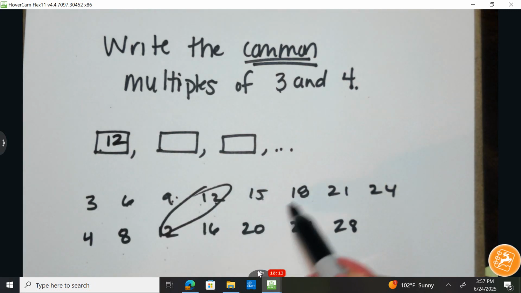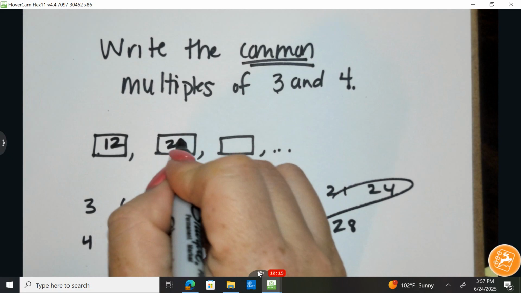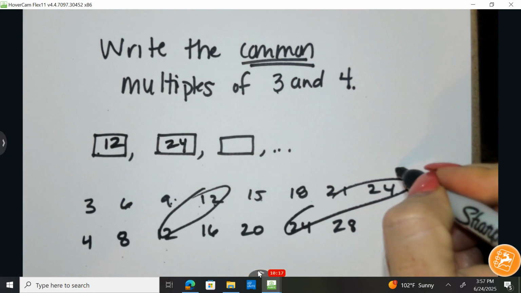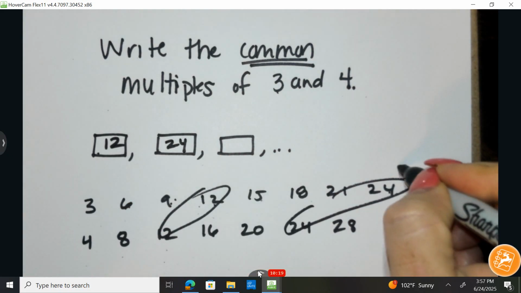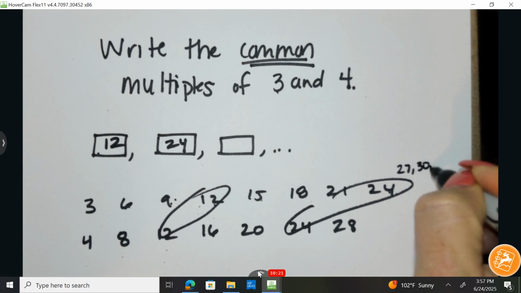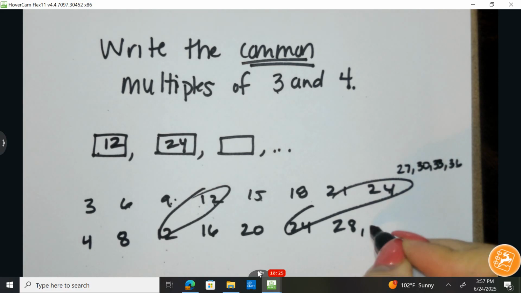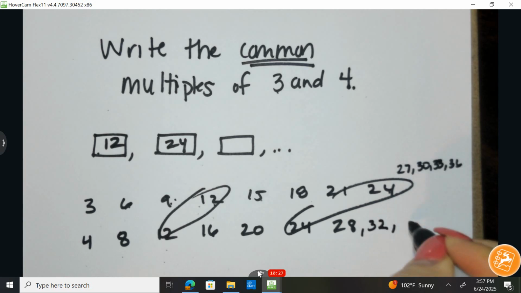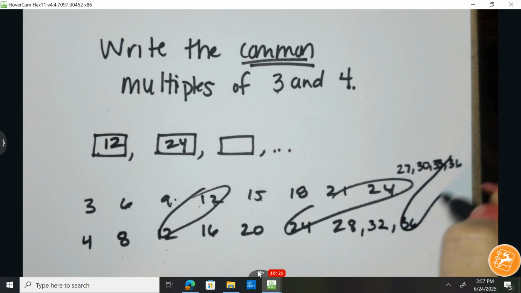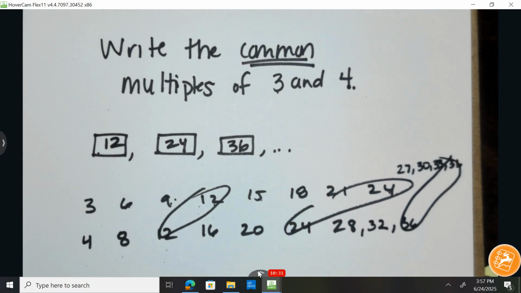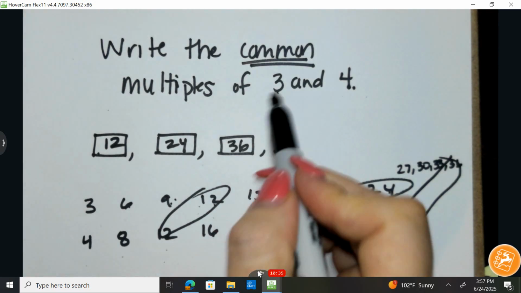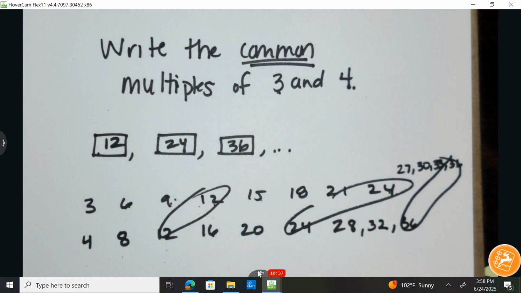The next number they have in common is 24. And let's just keep going here. So on top, if I add 3, I'm up to 27, 30, 33, 36. Down below, I'm at 28. Add 4, I'm at 32. Add 4, I'm at 36. And there's the first three common multiples of the values 3 and 4.